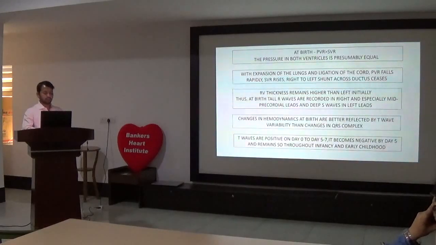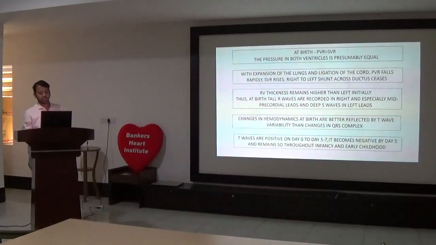Structurally, RV thickness remains higher than left initially, thus at birth tall R waves are recorded in right and especially mid precordial leads, and deep S waves especially in left lateral leads. Changes in hemodynamics at birth are better reflected by T-wave variability than QRS complexes. Means mostly the changes are in the form of T-waves.